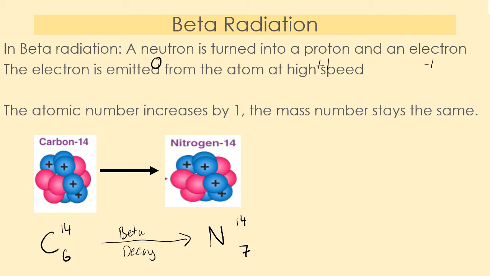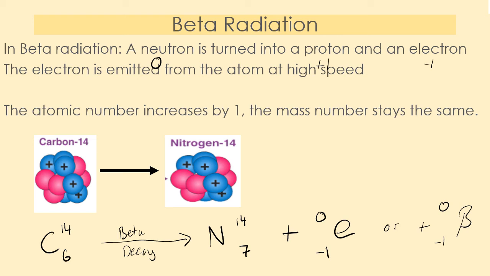Again, I need to make sure we've got this balanced. Now we go, okay, we've got 6 and 7. Oh, that's a bit dodgy. What's going on there? 14 and 14. I need to show that I am still balancing it. Can't add anything onto this side, so I'm going to add something onto this side. To go from 7 to 6, I need to have a minus 1. My mass hasn't changed, so that is 0. Now this is an electron or a beta particle. I'm going to write it as an e, or I could do it as a beta particle as well.